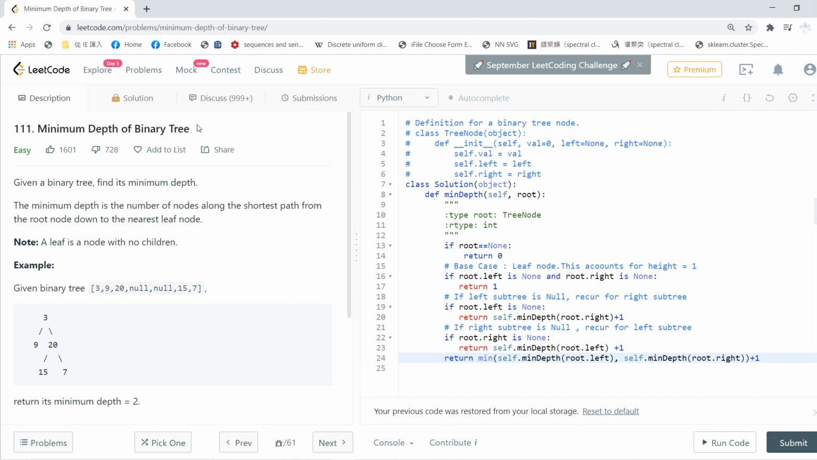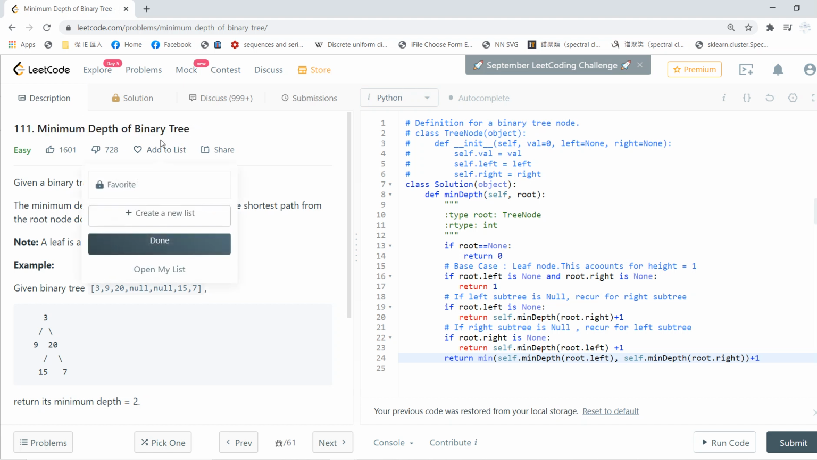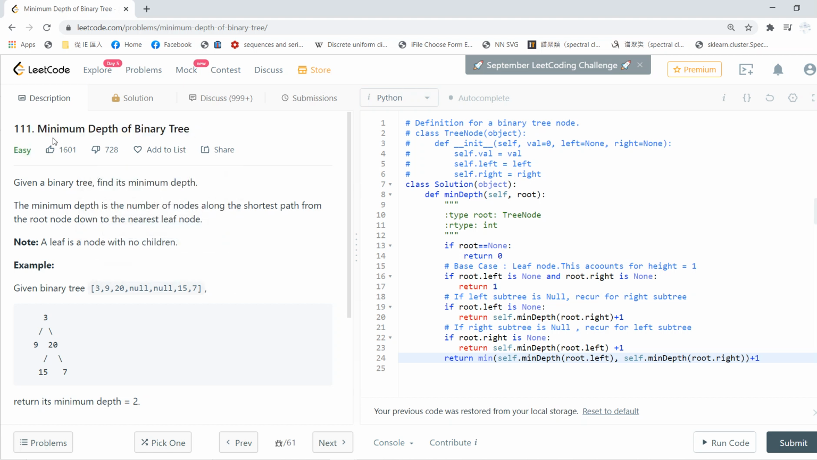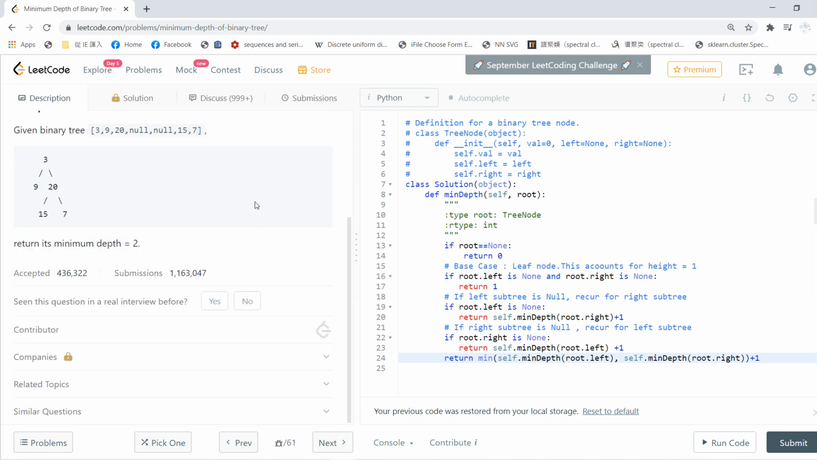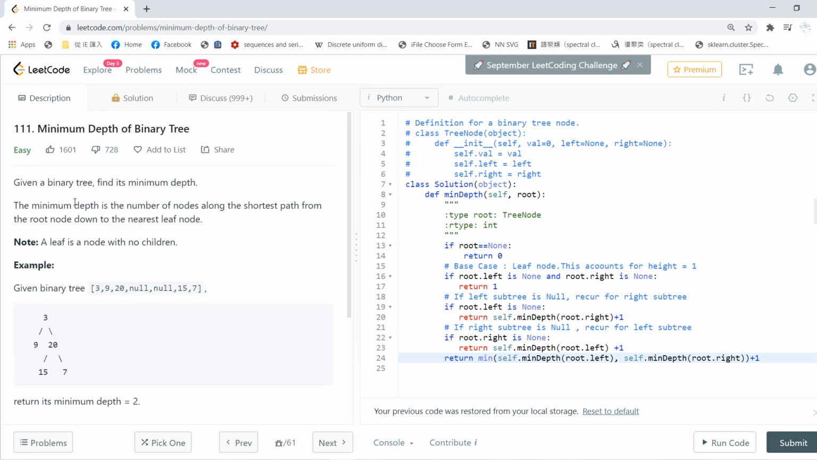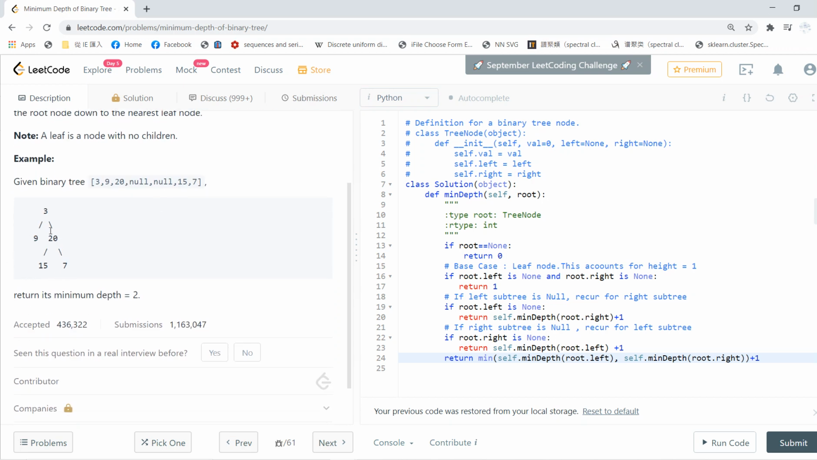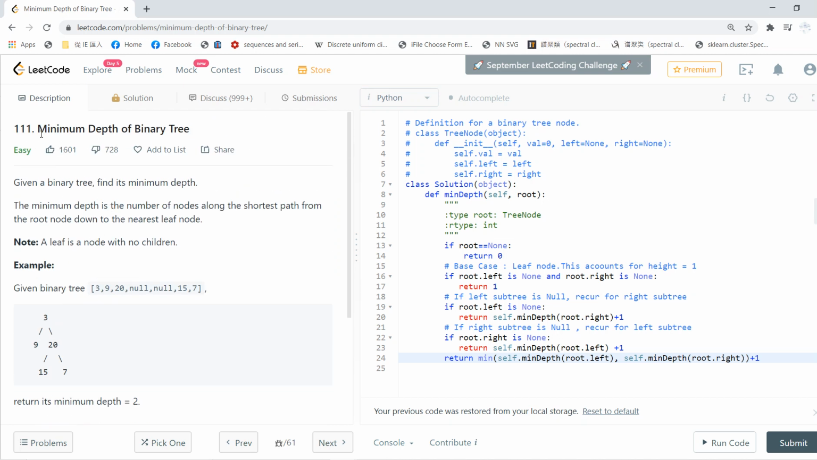So this is problem 111, minimum depth of binary tree. Basically this problem is similar to another problem called maximum depth of binary tree. The minimum depth is the number of nodes along the shortest path from the root down to the nearest leaf node. Okay, so this answer is 2. To solve it, we just follow a similar approach as maximum depth of binary tree. Let me go case by case.